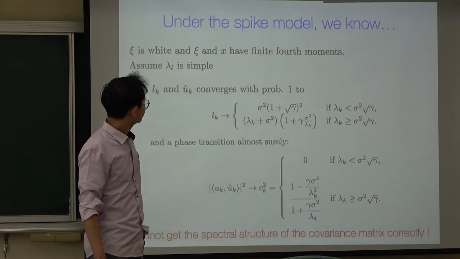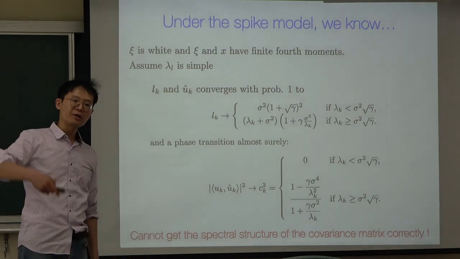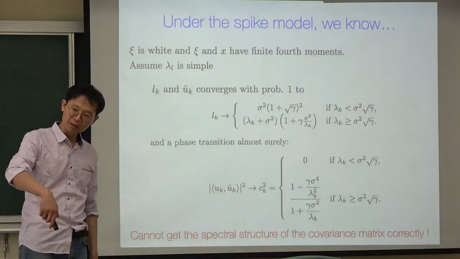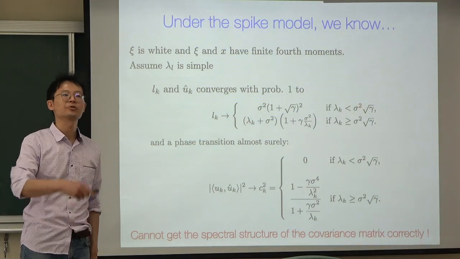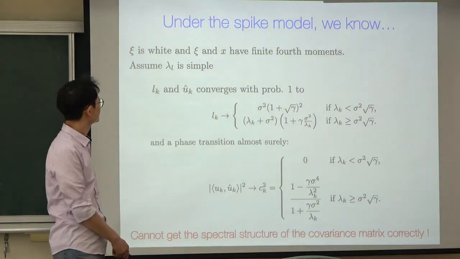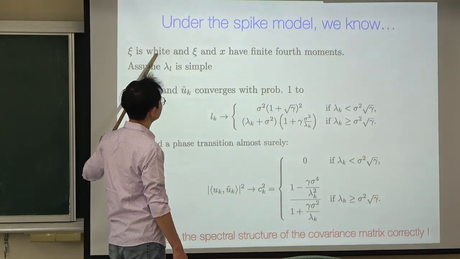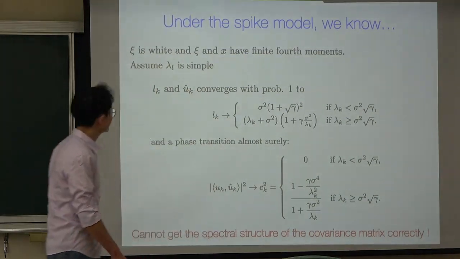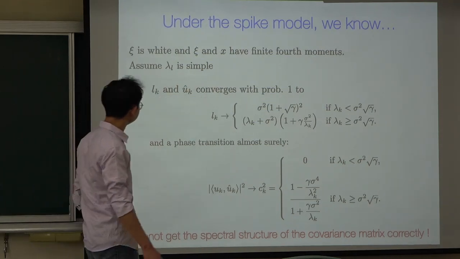Under this spike model, what we know is that recovering the eigenvectors and the eigenvalues, in particular for the low rank structure that we have interest in as signal, is actually very challenging. We cannot achieve it. Suppose C is white, that is, you have IID entries, and C and X have finite fourth moments. Everything is fine, perfect. And even assume lambda k is simple.